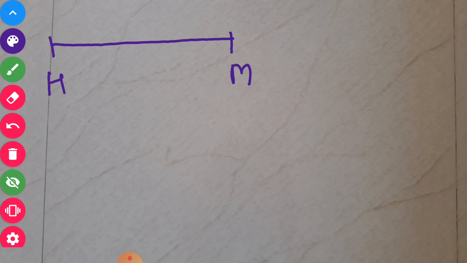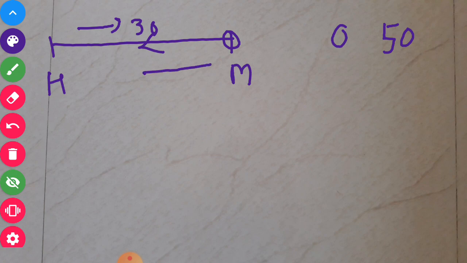Now for the next interval, 0 to 50 minutes. Try to understand. He returns back after 30 minutes. Whenever he reaches the market, he finds that the market is closed, so he comes back. While going he takes 30 minutes. So in the time interval of 0 to 50 minutes, 30 minutes he reaches the market, and then the next 20 minutes he is on the way back home. Now he is covering the distance of 2.5 km only.